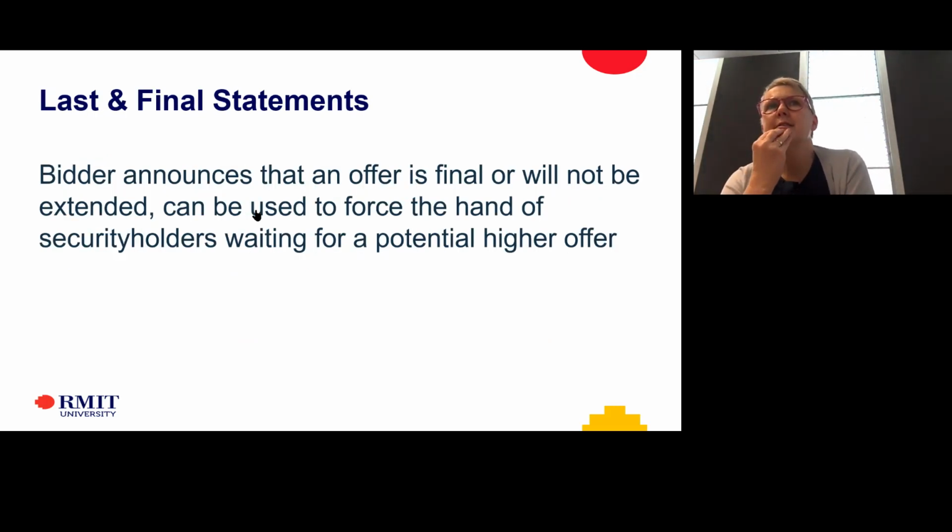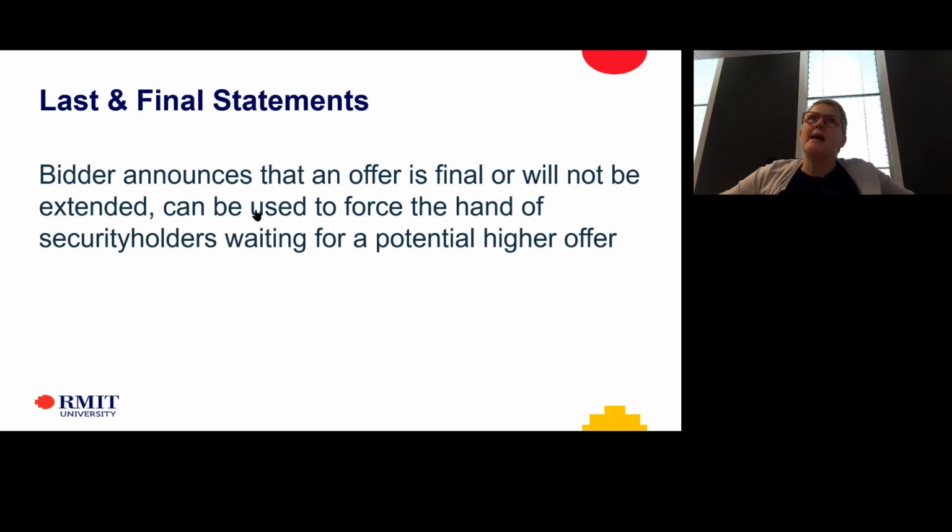One of the other things is the rules basically say that if you go into the market and say, this is my last and final offer, you cannot increase that offer from that point forward. So a last and final offer can be used to force the hand of security holders who are just holding out. So I think, in fact, that extends for another 4 months, that once you've used that language, last and final offer, you cannot increase at that stage.